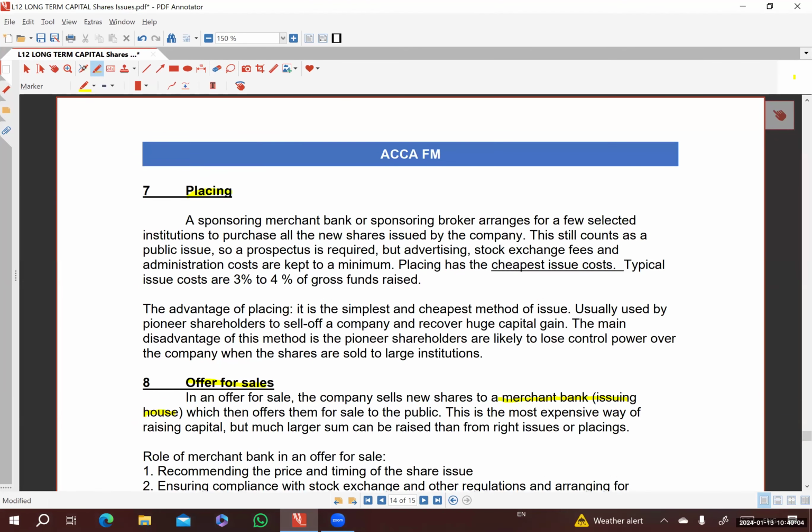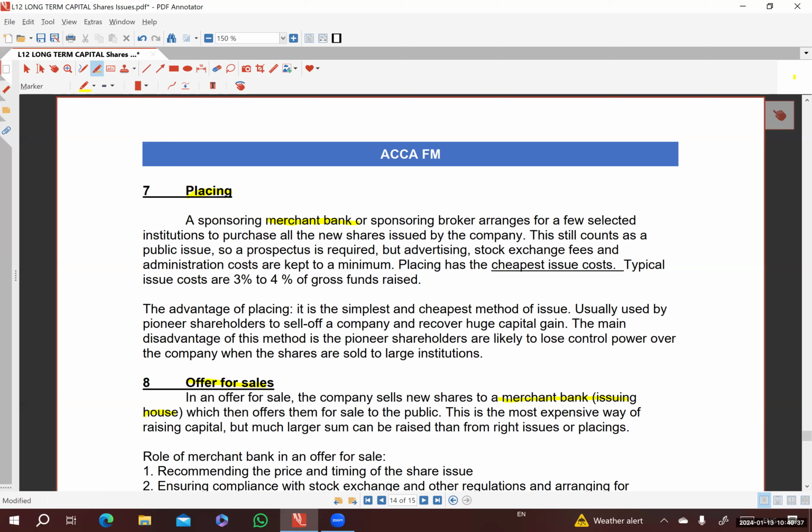Placing, also called private placement. Now here it is not really open to the public. This will go through a sponsoring merchant bank, so there's an issue house. The bank will take the company's shares and make a direct offer to some corporations. So it is not advertised to the public. The public sometimes doesn't know this is happening. So they will make a direct offer.